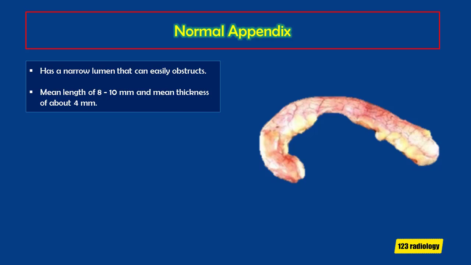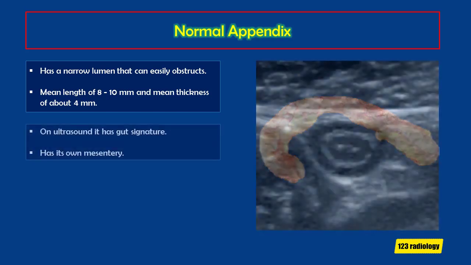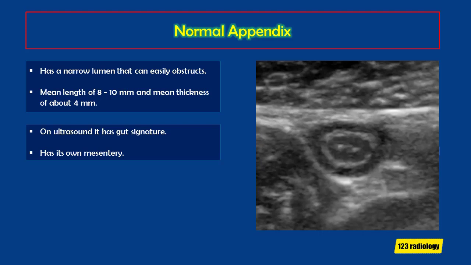The appendix is long and thin, and it is filled with feces and bacteria. It has a narrow lumen that easily obstructs. The normal appendix has a mean length of 8 to 10 mm and mean thickness of about 4 mm. On ultrasound, it has gut signature. It has mucosa, submucosa, muscularis propria, and lymphoid tissue. And it even has its own mesentery, which can be visualized especially when it's inflamed.